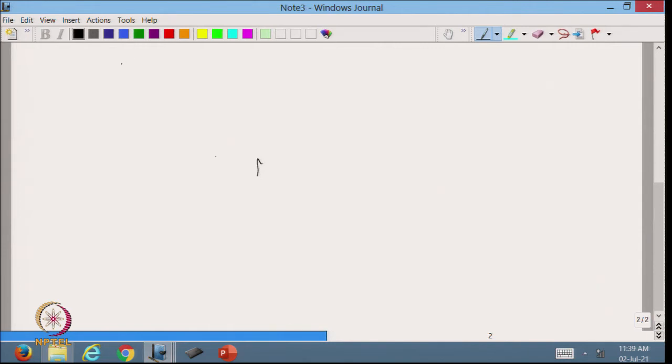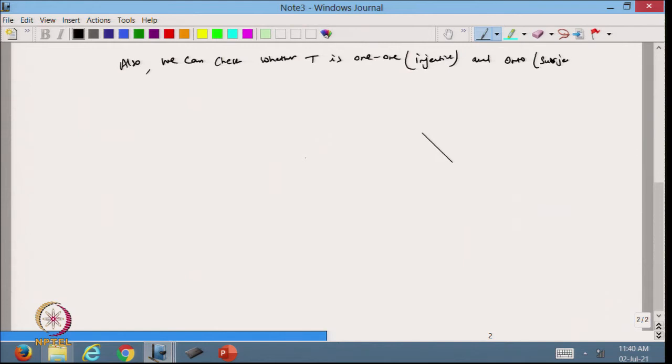Now, we can also check whether T is 1 to 1, that is injective, and onto, that is surjective. We know how to check for 1 to 1.